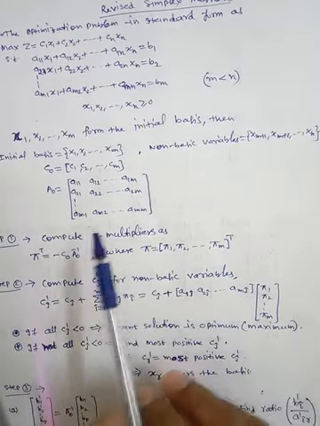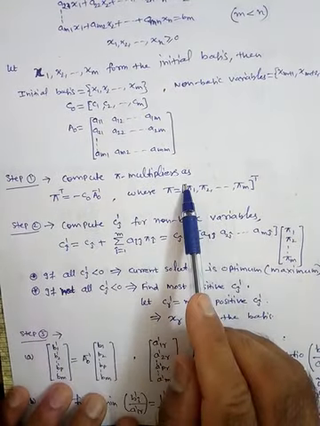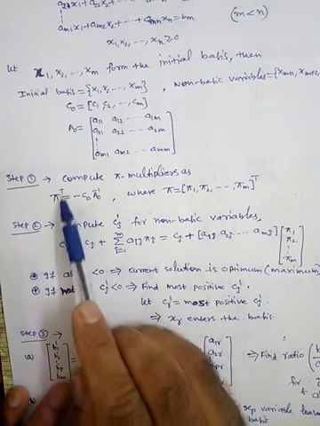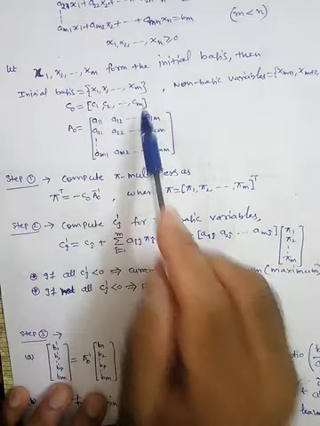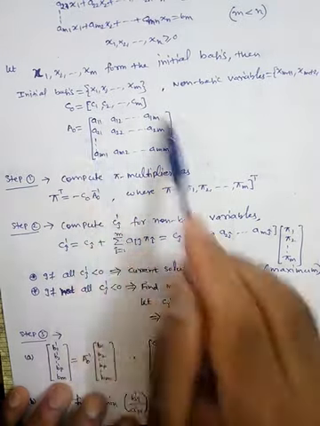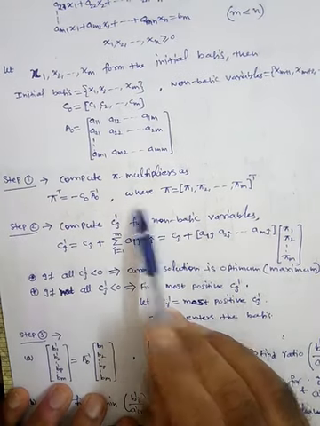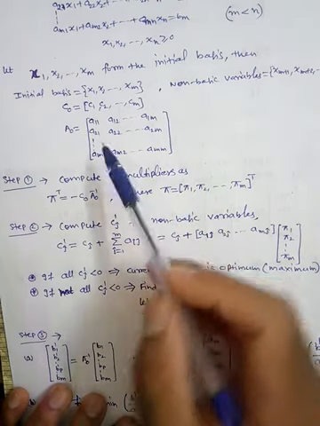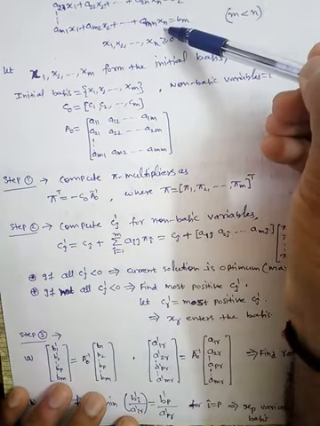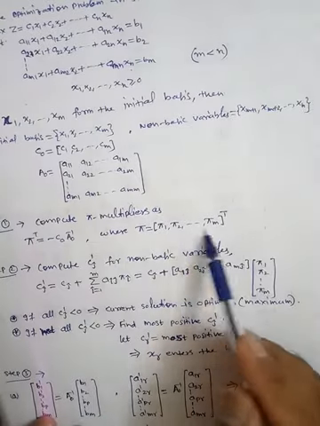Now step number 1, compute the pi multipliers, for which we have this formula: pi transpose equals minus C naught A naught inverse. What is C naught? C naught is this, and A naught inverse is this matrix. Find out the inverse of this matrix. Here pi is nothing but pi 1, pi 2, ..., pi m, because these are a total of m constraints, that's why we are having pi 1, pi 2, ..., pi m.